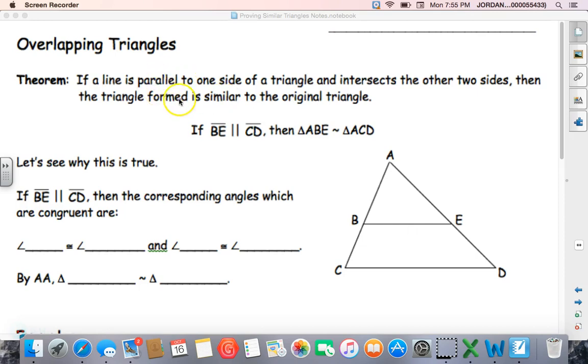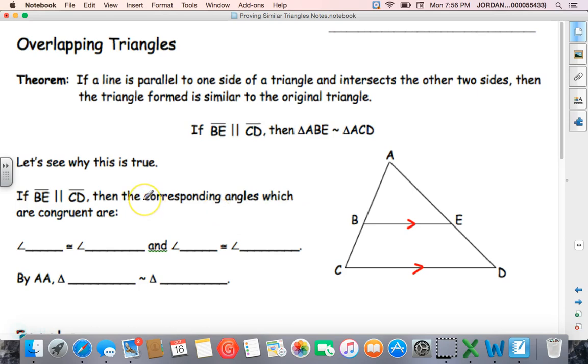A theorem says that if a line is parallel to one side of a triangle, so right here, for example, if BE is parallel to CD, and it intersects the other two sides, as we can see right here and here, then the triangle formed, this smaller triangle that we form, is similar to the original larger triangle. So anytime we draw a line through here that's parallel to this line, it's going to make a small triangle similar to the big triangle. So let's see why this is true.